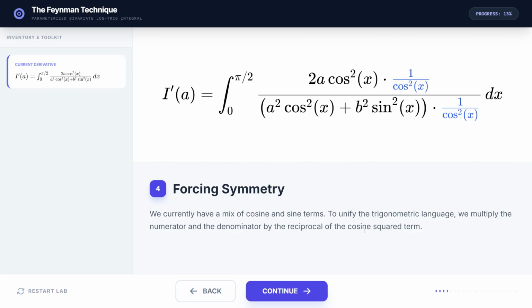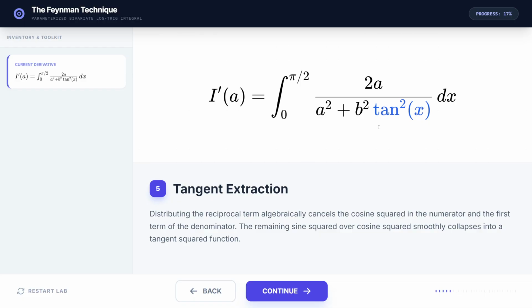Well, we could make a tangent out of this sine squared by multiplying it by secant squared or dividing it by cosine squared x. So let's do that to the top and bottom. And then you'll see these cosine terms are just going to cancel out. So this is what we end up with.